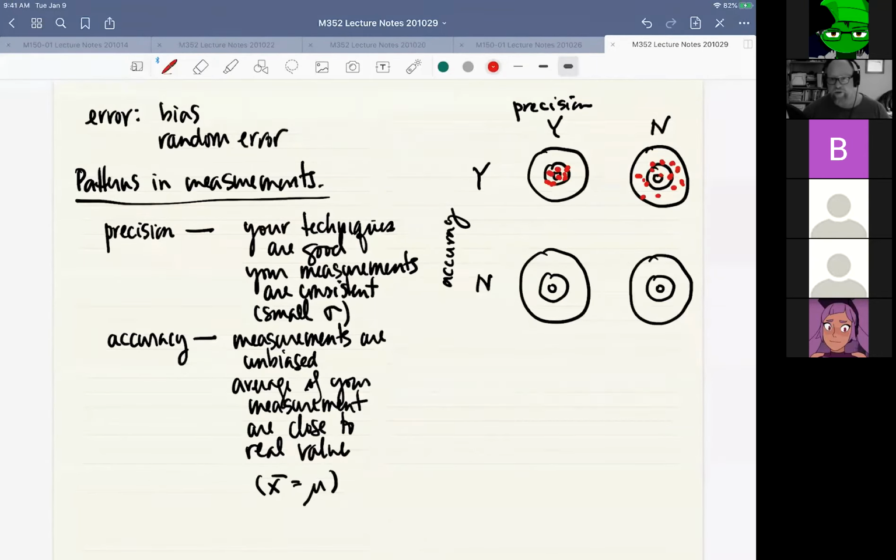If, on the other hand, you're precise but not accurate, it means that you've got a good pattern, everything's clustered together, but you're not hitting the bullseye. You're away from the bullseye. And then if you're both not accurate and not precise, that means your shots are all over the place. So that's accuracy and precision. Okay. Any questions about that?